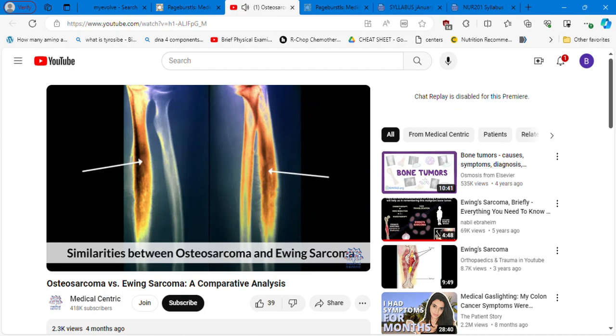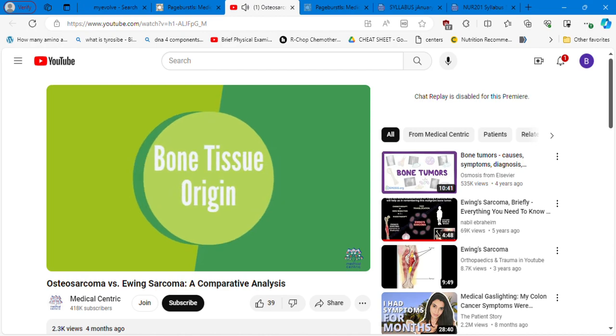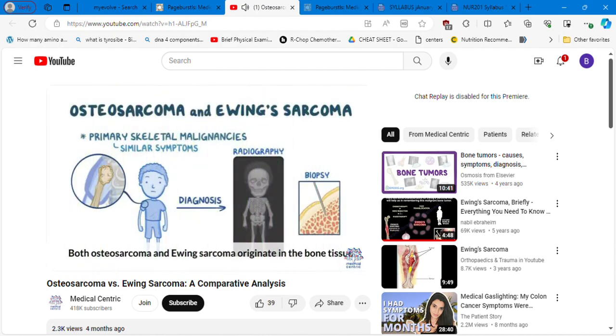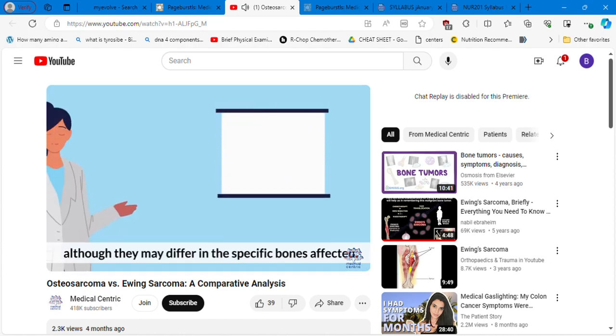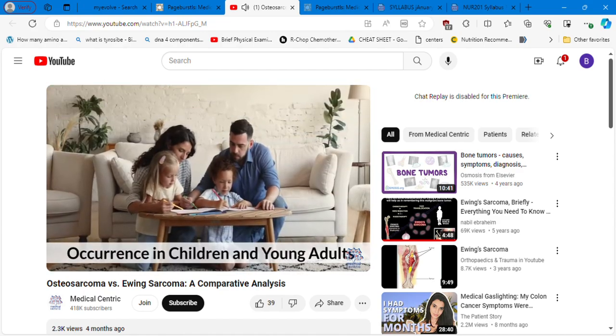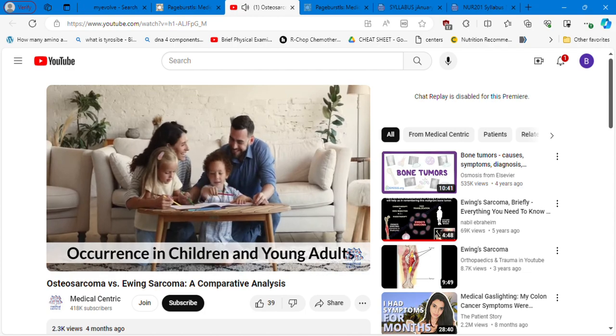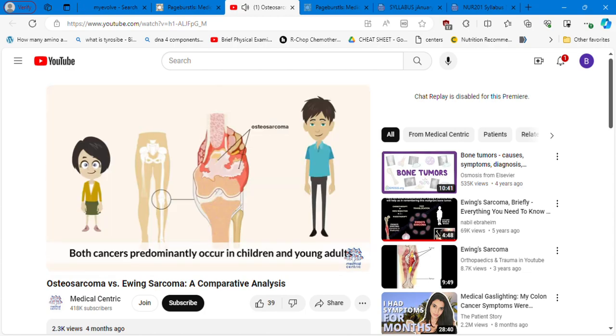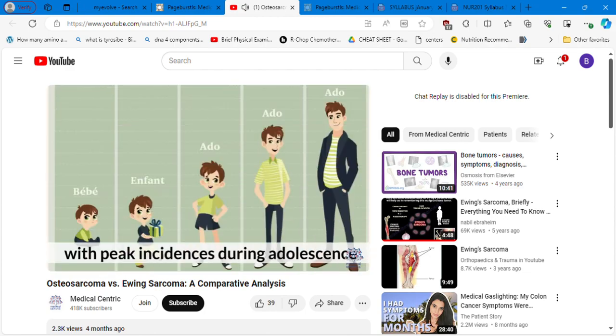Similarities between osteosarcoma and Ewing sarcoma. 1. Bone tissue origin. Both osteosarcoma and Ewing sarcoma originate in the bone tissue, although they may differ in the specific bones affected. 2. Occurrence in children and young adults. Both cancers predominantly occur in children and young adults, with peak incidences during adolescence.